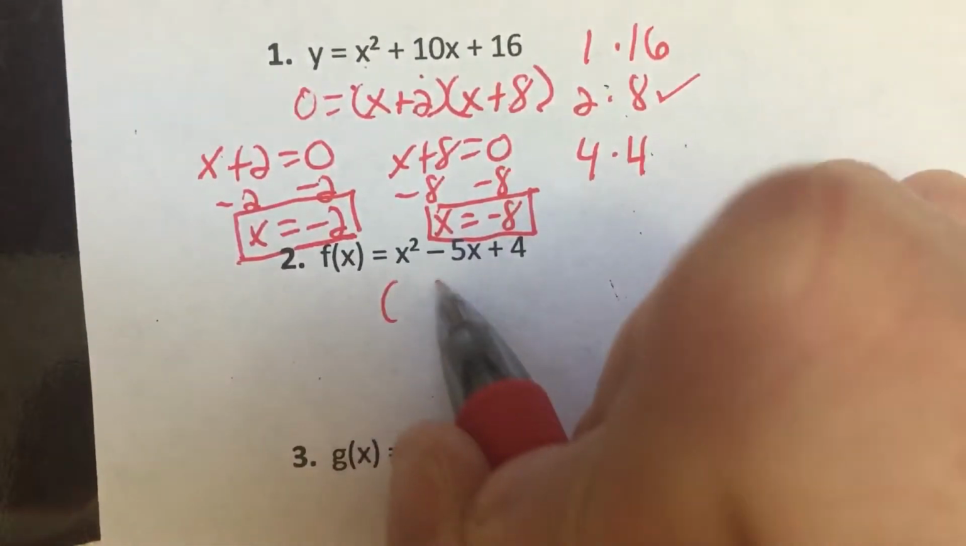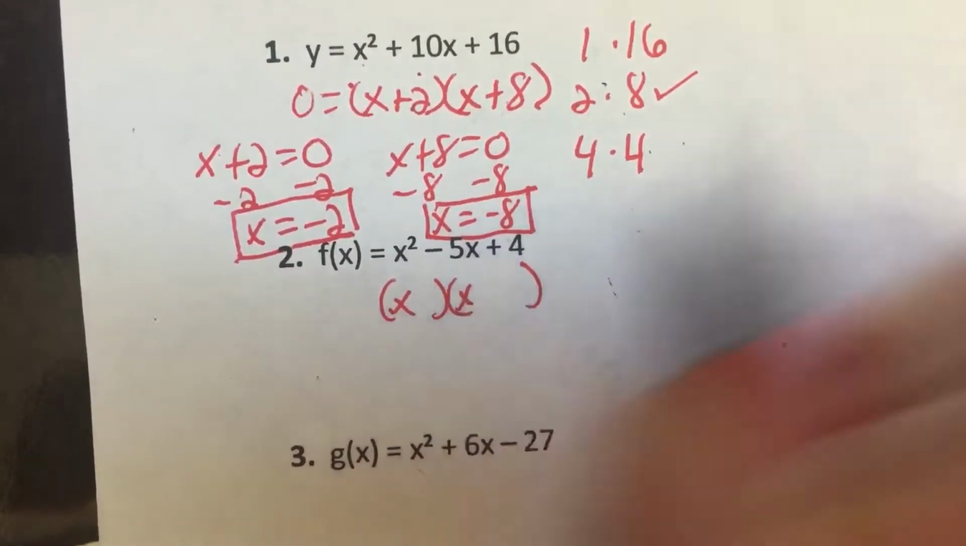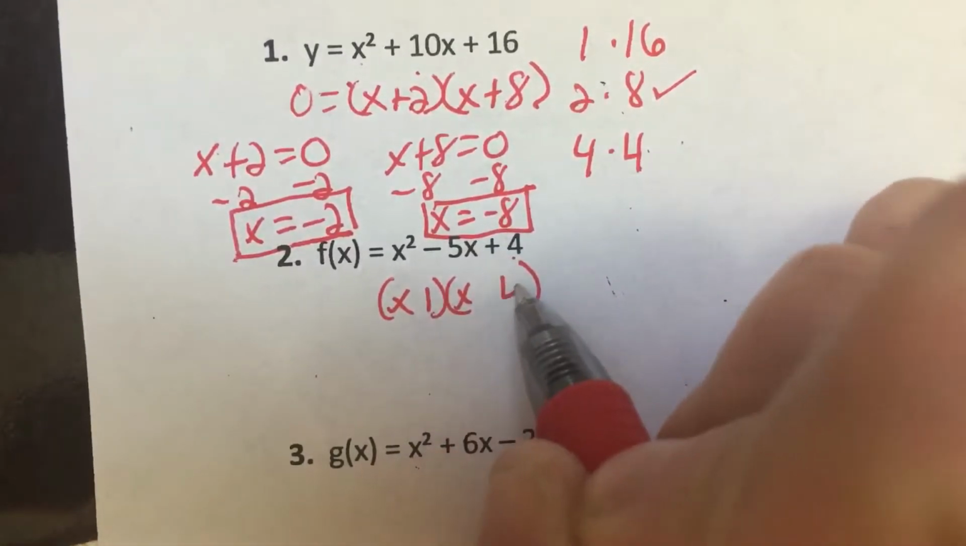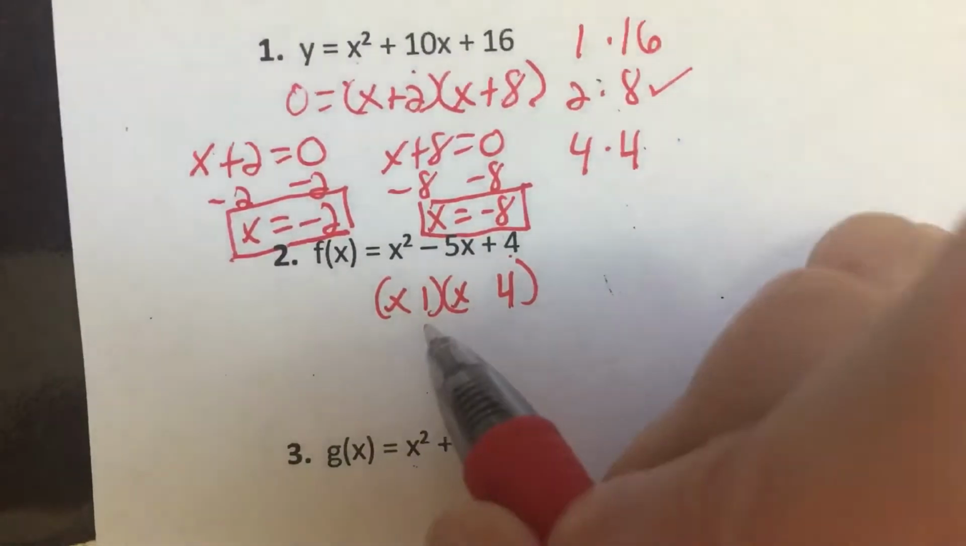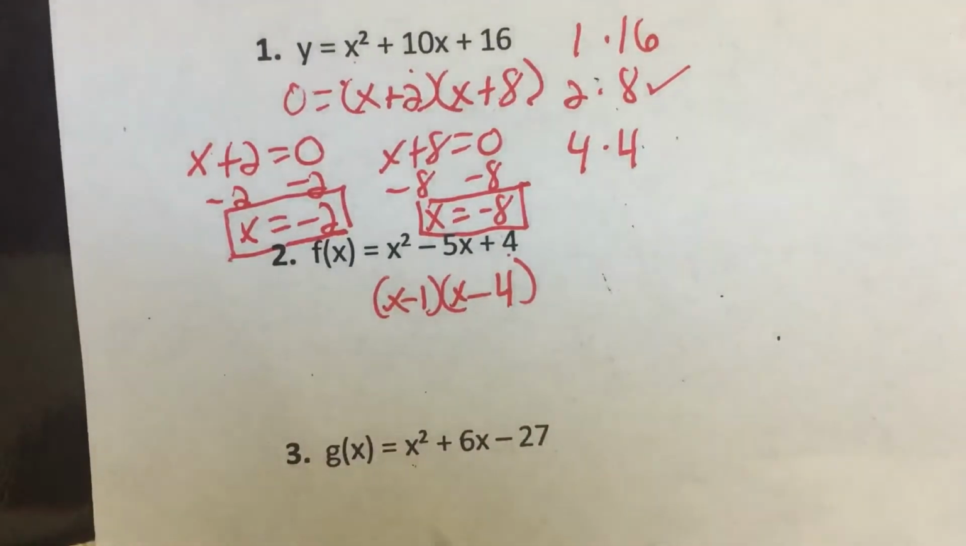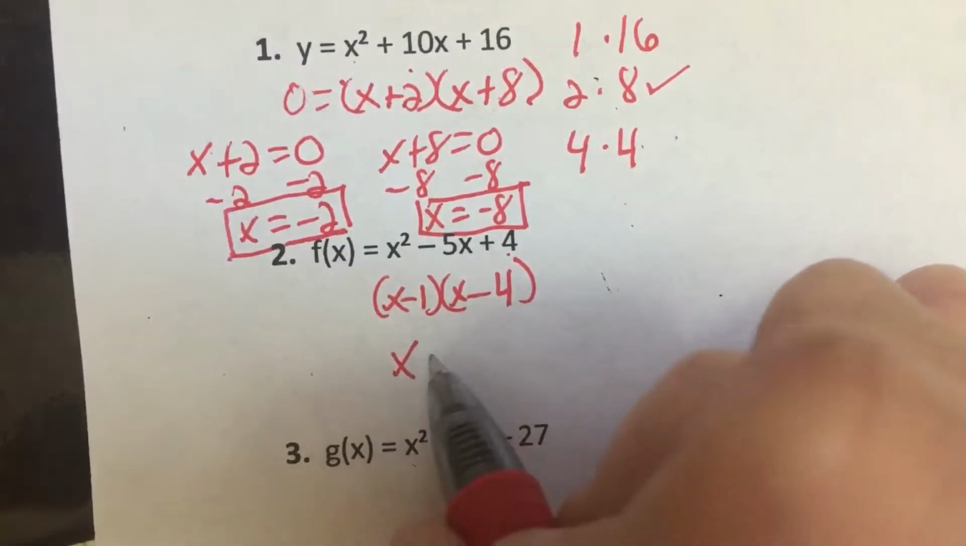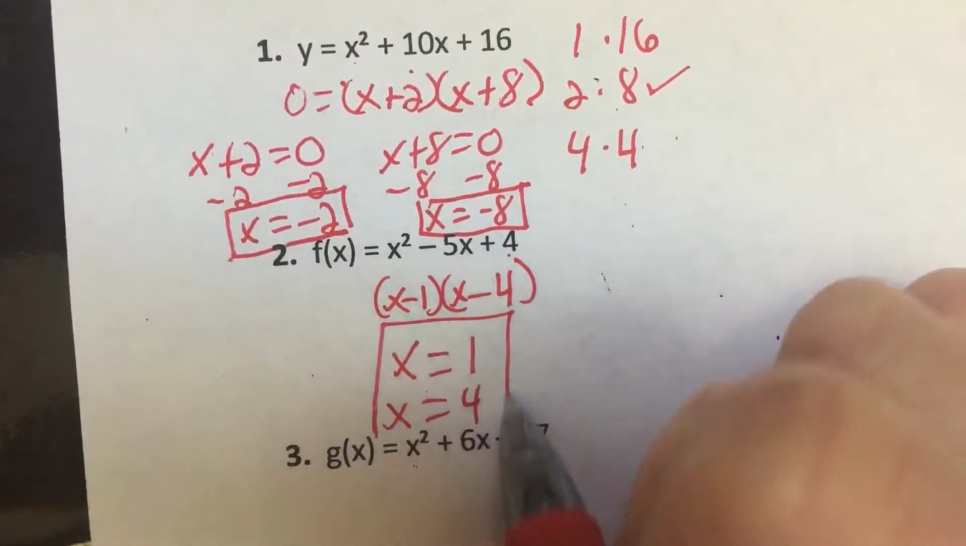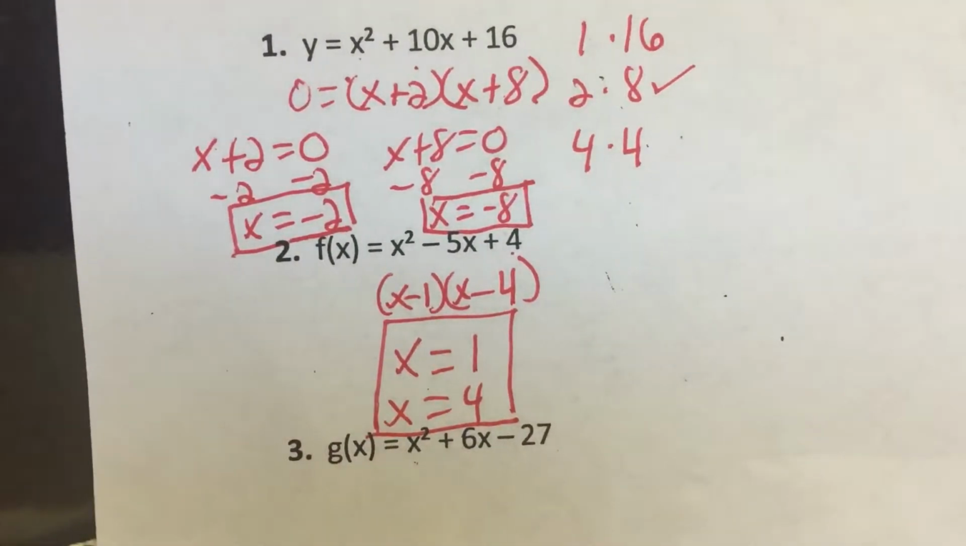So the next one, x and x. Numbers that multiply to make 4 can give me a 5, or 1 and 4. To be negative 5, they would both have to be negative, which means that the answer is the opposite. X equals positive 1, x equals positive 4. Those are the 2 places on the x-axis that it will hit.